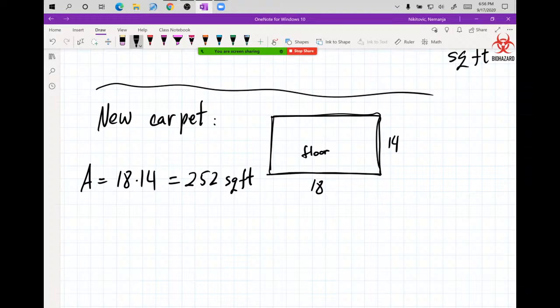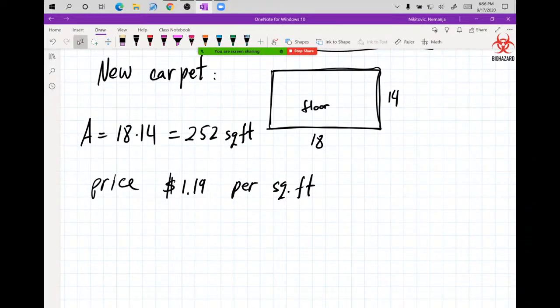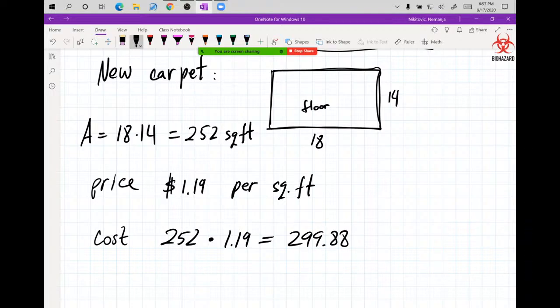It says $1.19 per square feet. So this is the real price I'm looking at, $1.19 per square feet. So now I know that the cost is going to be, I'm sorry, 252 square feet times 1.19, right? Then we punch that in our calculator, times 1.19. There we go, and we get $299.88. Awesome. So $300 just to replace the carpet.